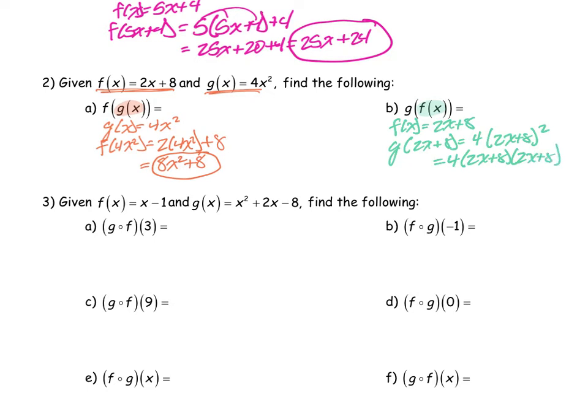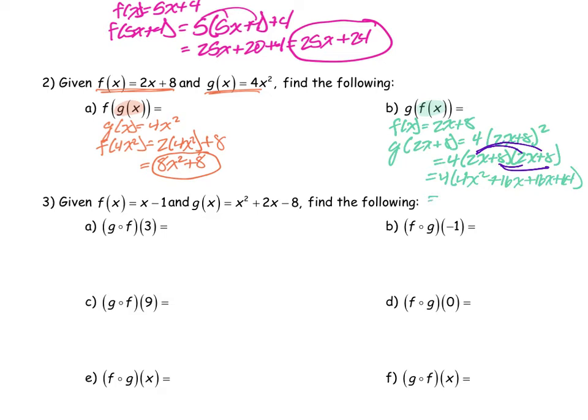So I'm going to multiply. It doesn't matter which one I multiply first. I can multiply the 4 in first, but I'm going to leave that to last. So I'm going to multiply my 2x plus 8 times 2x plus 8 first. I'm going to multiply this times this, and this times that, and this times this, and that times that, right? So that gives me 4 times 4x squared plus 16x plus 16x plus 64, okay?